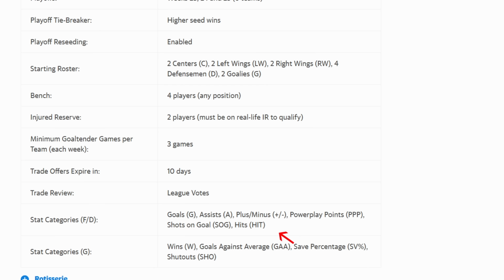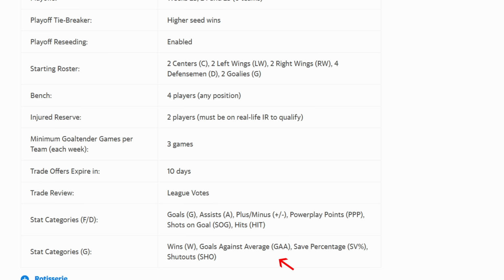Obviously, some of you are going to have different cats, so it's hard to cover everything, but looking at the default settings on Yahoo, you have goals, assists, plus minus, power play points, shots on goal, and hits for forwards. And for goalies, you have wins, goals against average, save percentage, and shutouts.